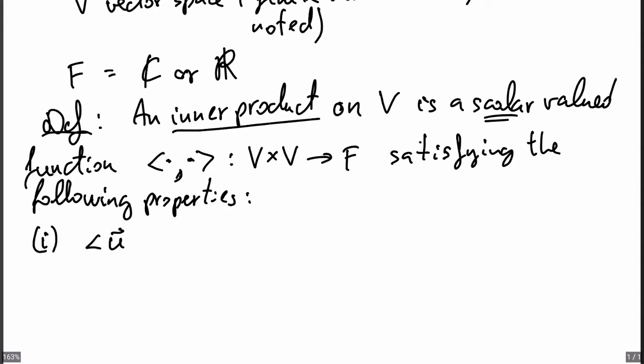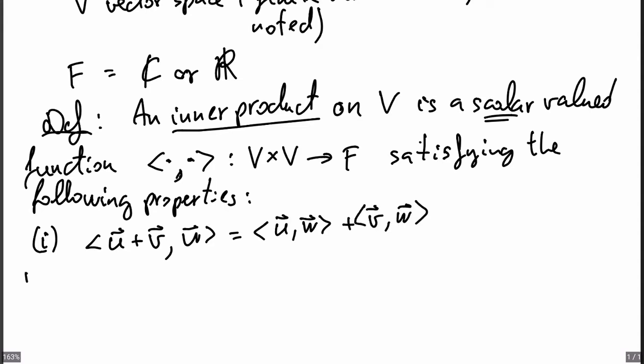First one, if you add together two vectors, and that's what you plug into the first argument of the scalar product, then we can separate this inner product into two inner products using the first argument. And the second property is that if you multiply in the first argument a vector with a scalar, that scalar can be factored out from the inner product.